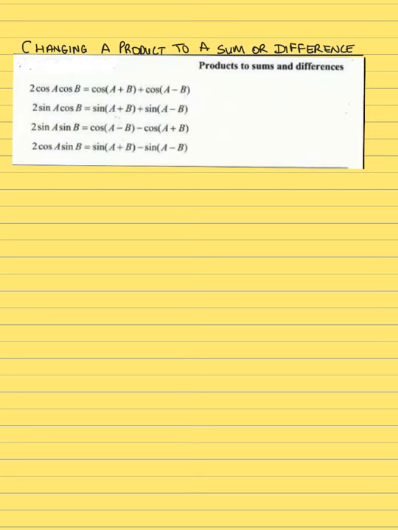If we look at the formula here that we get on page 15 of our tables, we notice on the left hand side all the time we have a product, 2 times cos A times cos B, 2 times sin A times cos B, and so on. So the left hand side is a product, but on the right hand side we have a sum or a difference. So this is if we want to change something from a product into a sum.